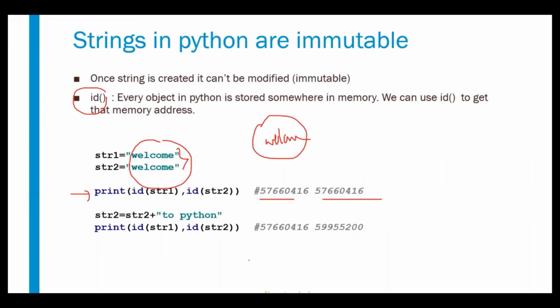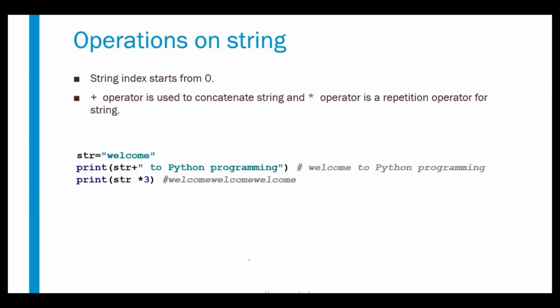Now let's move on to the next concept, operations on strings. What are the different operations we can perform on strings? Normally in strings, the index starts from 0. Suppose I have welcome, the index of the first value will be 0. So the index starts from 0. And here we have to use plus or star. There are two operators we have in Python. By using these operators, we can perform certain operations on strings. Let us see what the different operations are.